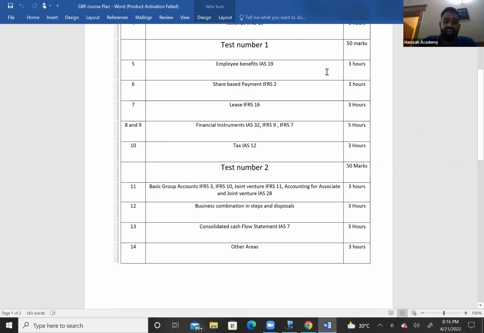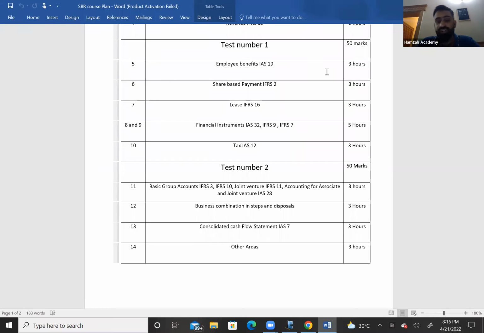Lecture number 8 and 9 will be on financial instrument, IAS 32, IFRS 9, and IFRS 7. Some portion of these topics we have already studied at F7 level, but obviously at SBR level, it will be at advanced level. We will study the financial instrument at advanced level. For that purpose, we have IAS 32, IFRS 9, and IFRS 7.